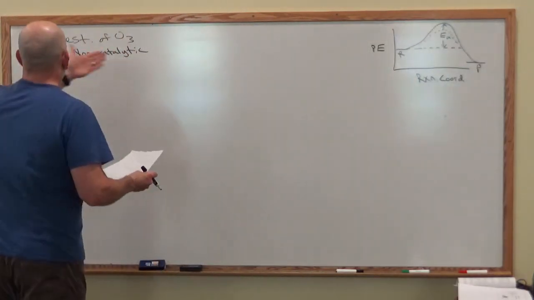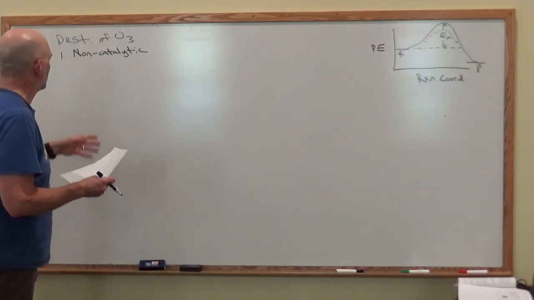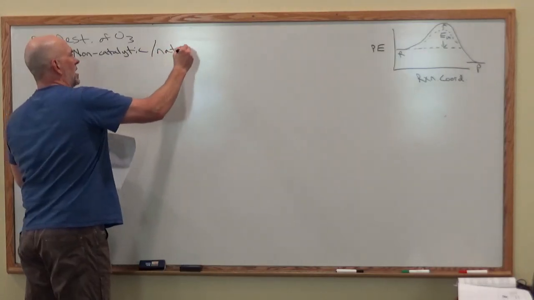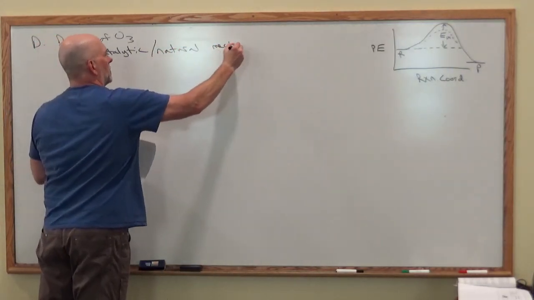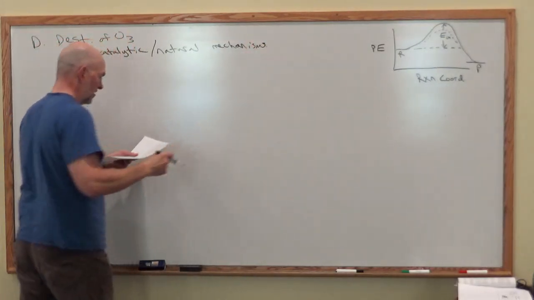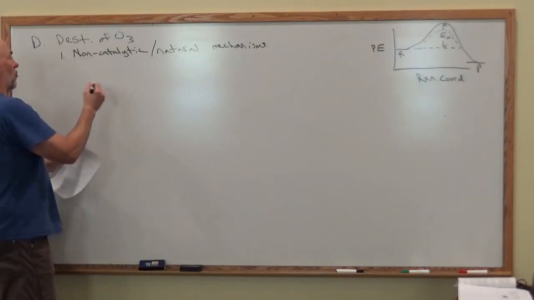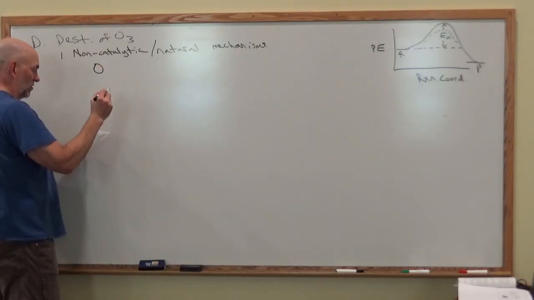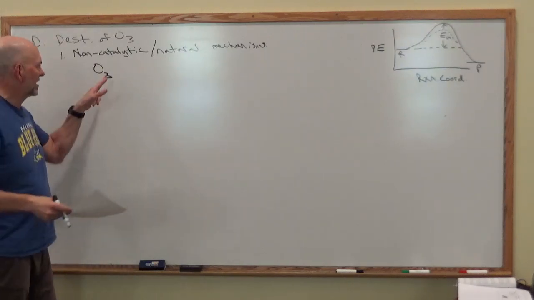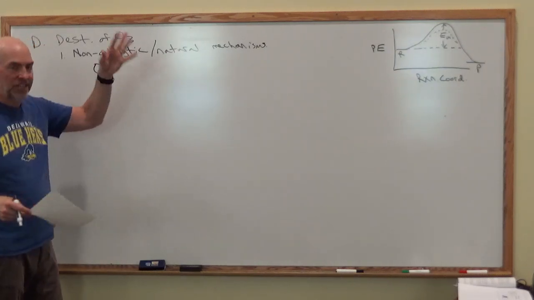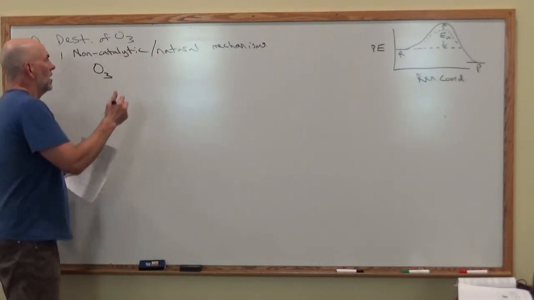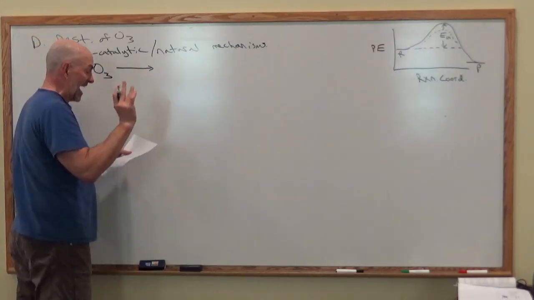So the first mechanism for destruction of ozone is non-catalytic, which I suppose we can call natural mechanisms. And there's a couple of these. We're destroying ozone, so it makes sense that we're going to take ozone gas. I'm going to stop writing G, for gas, because we know it's a gas, so it just clutters things. So this is not a catalyst.